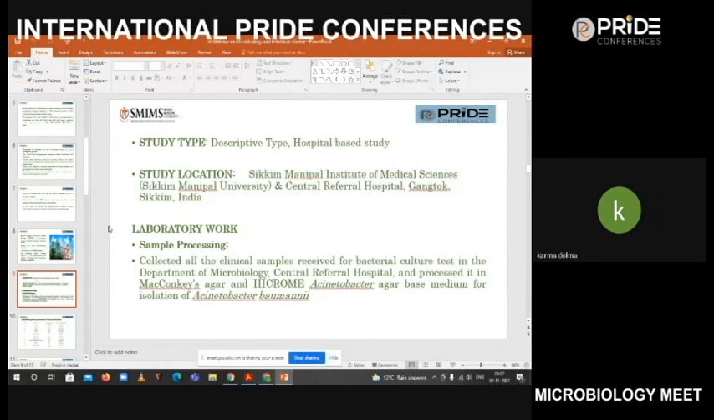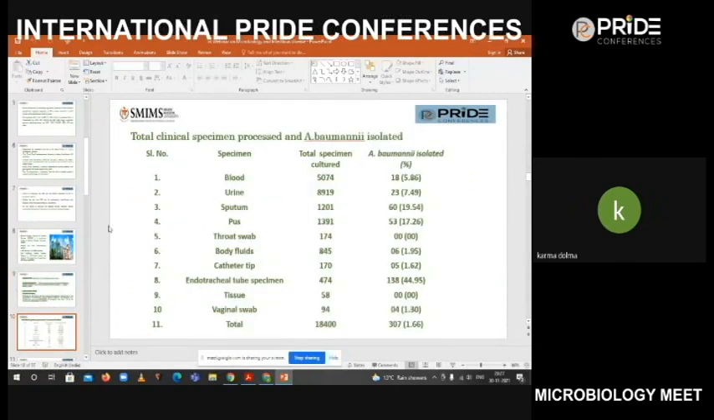Coming back to the study, it is a descriptive hospital-based study. The location is SMIMS and CRH. For the lab work, all the clinical samples received for bacterial culture in the Department of Microbiology, CRH were processed on MacConkey agar and HiChrome Acinetobacter-based medium for the isolation of A. baumannii.